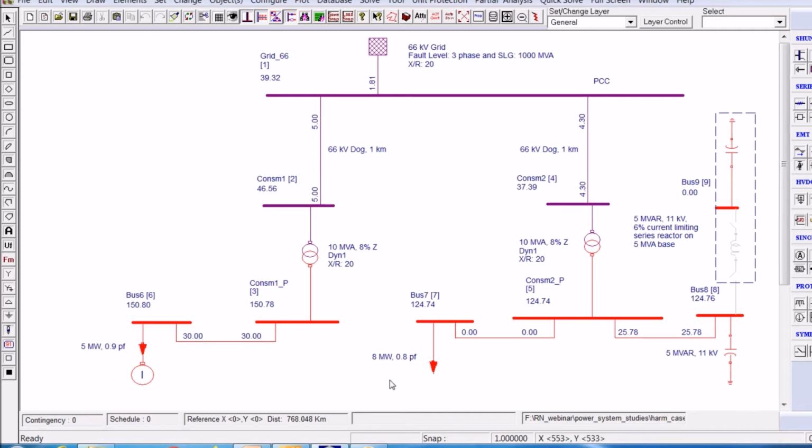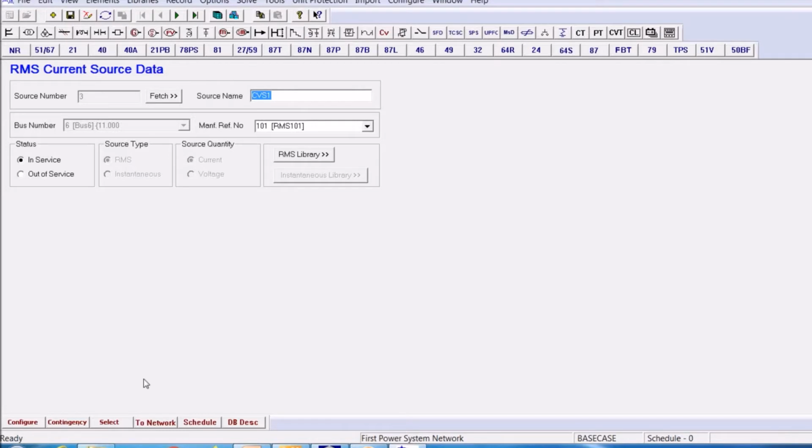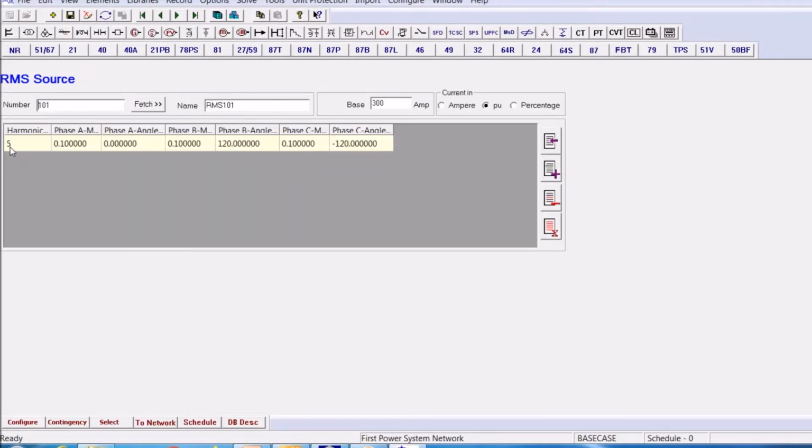Fine. Therefore, this is the system, whatever you have considered. Basically, I would like to say how to give the harmonic current here. This is the harmonic current source, and it is a fifth harmonic current. You can specify the harmonic current with respect to the base current, that is 300 ampere, either in per unit, in percentage, or in absolute ampere. What we have given here is the value in per unit, 10%, that is 0.1 per unit. This is how the fifth harmonic current is getting injected here.